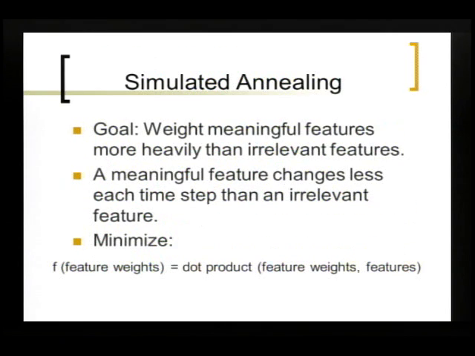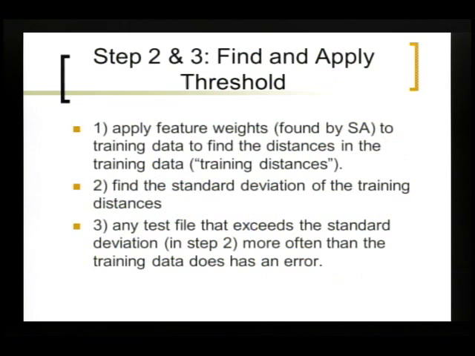So basically, I'm minimizing this function, iterating through and trying to find the optimal feature weights. That's what I use simulated annealing for. And I take the dot product of the feature weights and the features. And then finally, I apply that threshold.